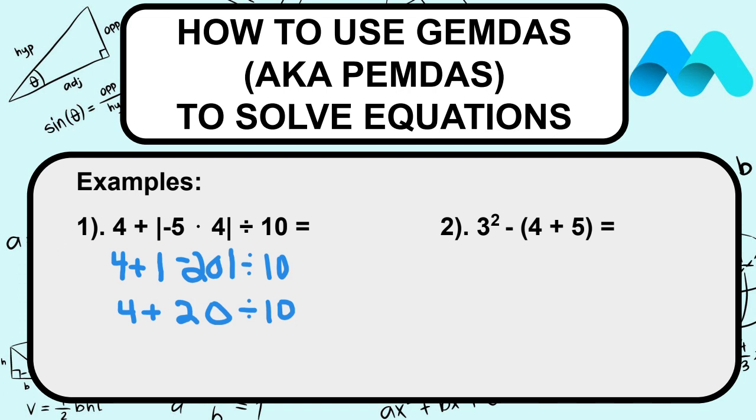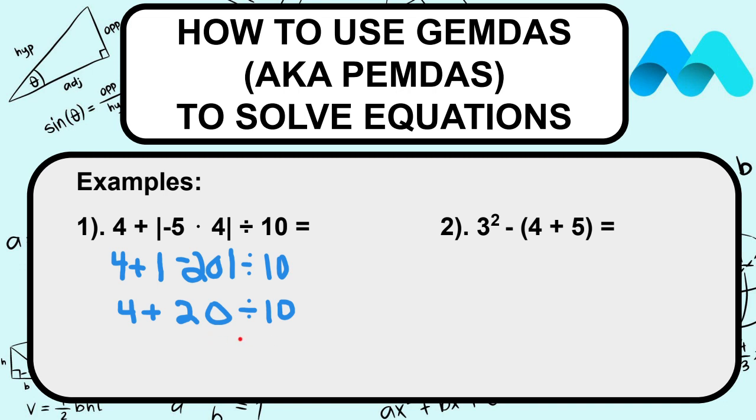And then again, we go back to our GEMDAS, okay? So we did the G. Now we're going to move on to E. Are there any exponents in this equation? No, in the first example, there are no exponents. So that's step one, step two, mentally done. Is there multiplication or division? Yes. Which one? There is division right here.